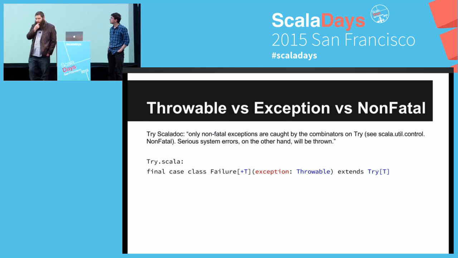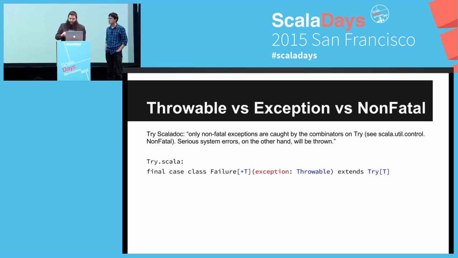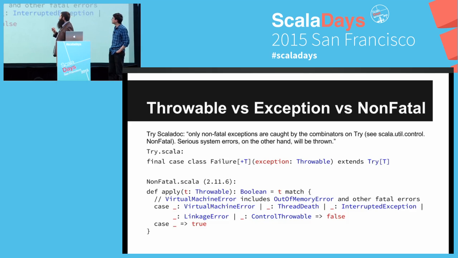Something else I really wanted to talk about with tries, they actually don't catch just exceptions. And the failure type would maybe lead you to believe that they actually catch throwables. Neither of those things is true. It actually only catches non-fatal exceptions. So you might be wondering what those are. Scala defines them for you. This is the list of them, in fact.